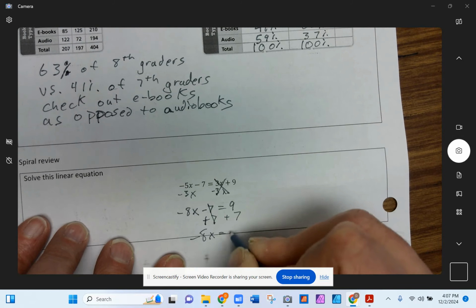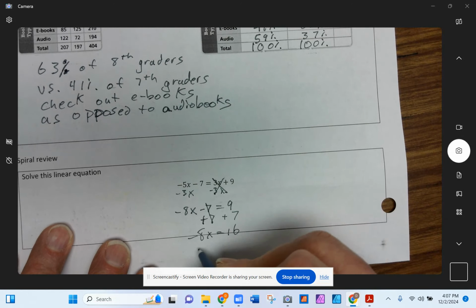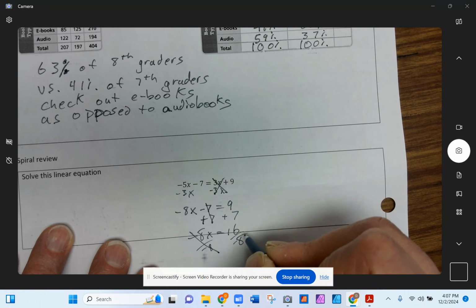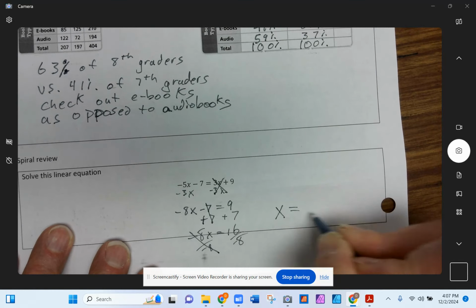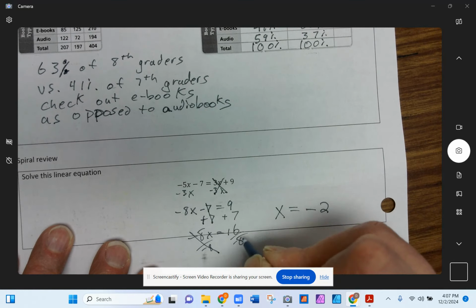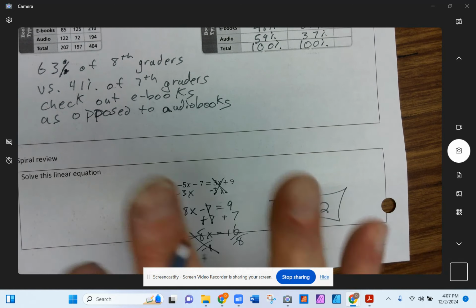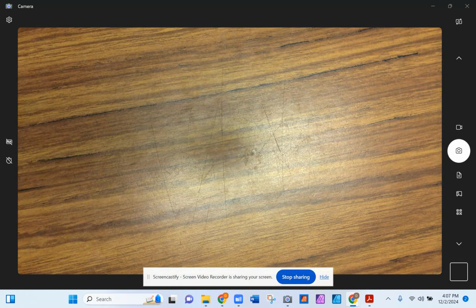So what cancels out there? I get negative 8x equals 16. And now I'm going to do the inverse of this multiplication. It's division. I divide by negative 8 on both sides. They cancel out to 1. So I get x equals negative 2, because 16 divided by 8 is 2, and that 8 is negative. So there you go. Okay, there you go, guys.